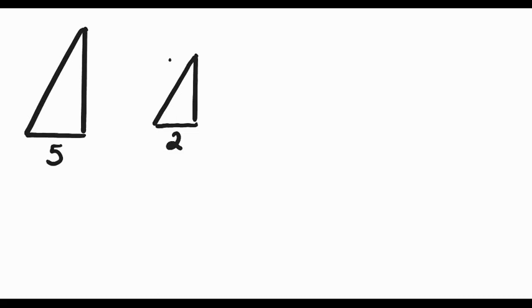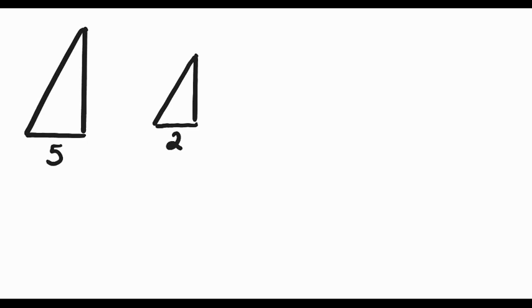Okay, let's talk about similar shapes. Similar shapes are the same shape, different size. And we're going to talk about the ratio of the similar shapes. So you have to pay attention to the directions. Sometimes they'll say the ratio big to little, okay? The big shape to the small shape.